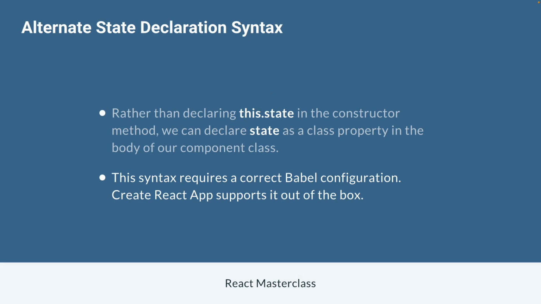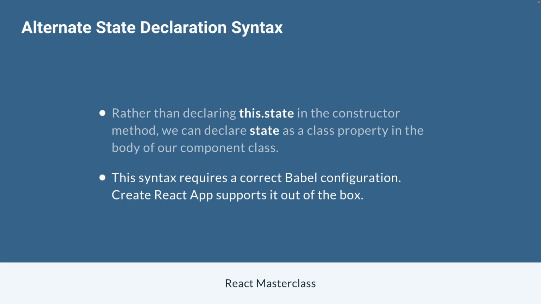We also learned about the alternate state declaration syntax. So rather than declaring this.state in the constructor method, we can simply declare a top-level state class property directly in the body of our component class. And this is cleaner and obviously does not require things like super(props). So a lot of developers prefer this approach.